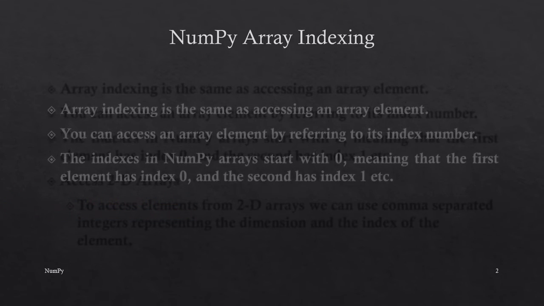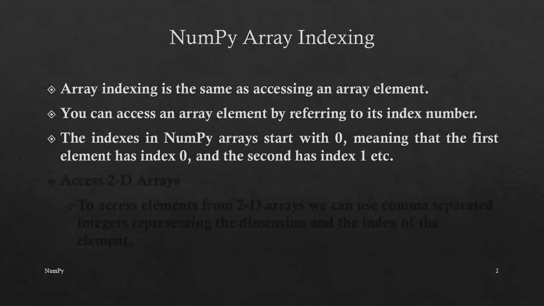What is array indexing? Array indexing is the same as accessing an array element. How can we access an array element? That is array indexing. You can access an array element by referring to its index number. The indexes in case of numpy arrays start with 0.